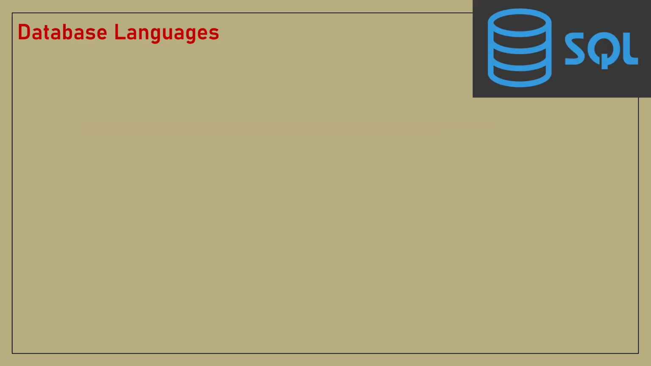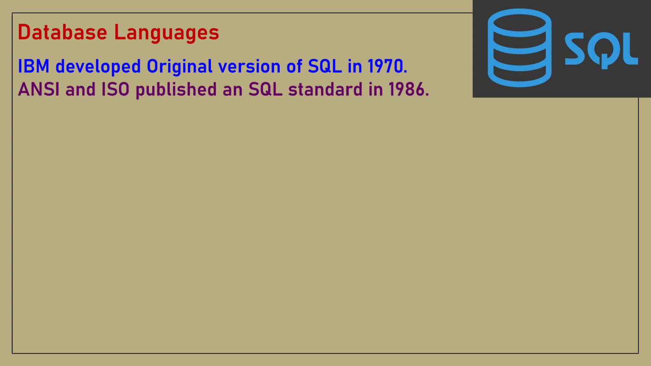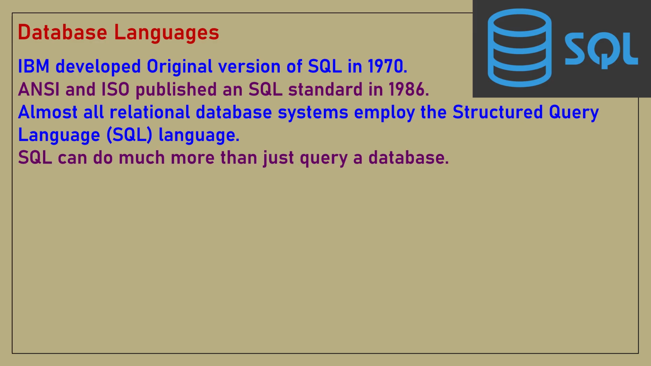Database languages. IBM developed original version of SQL in 1970. American National Standards Institute, ANSI, and the International Organization for Standardization, ISO, published an SQL standard in 1986. And since then, many updates are incorporated into SQL. Almost all relational database systems employ the structured query language. Although the name SQL refers to query language, it can do much more than just query a database.